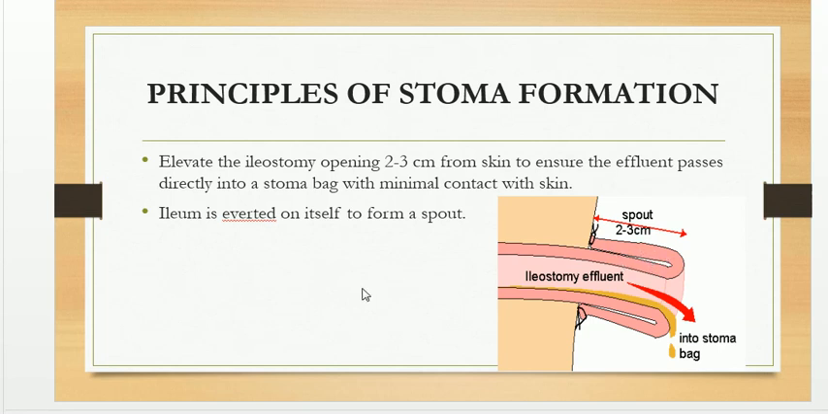Then the ileum is everted on itself. You can see in this diagram that the ileostomy is everted, the inside is turned outside, and the skin stitches are applied to the end of it. So the ileum is everted on itself to form a spout. This spout of the ileostomy is very important because it helps to avoid excoriation of the skin.